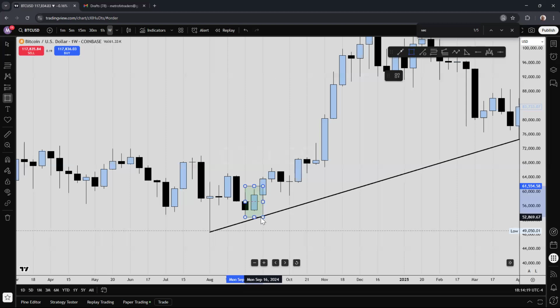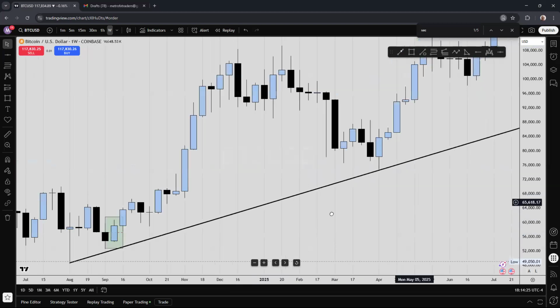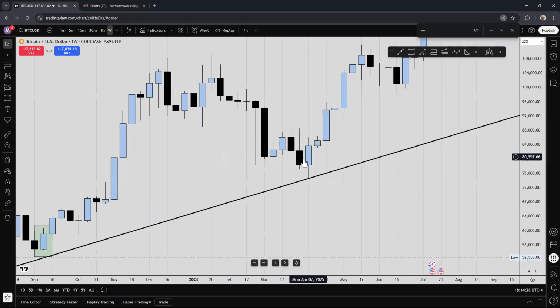Candle right to the right. We have a candle that's bigger than the candle before it. Bullish engulfing candle. Okay. Then it came back to touch your trend line again. And what did it print? It printed a bullish engulfing candle again.